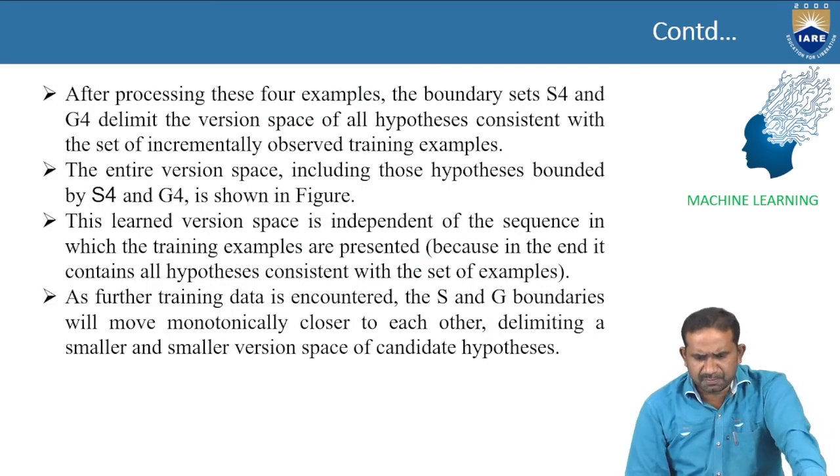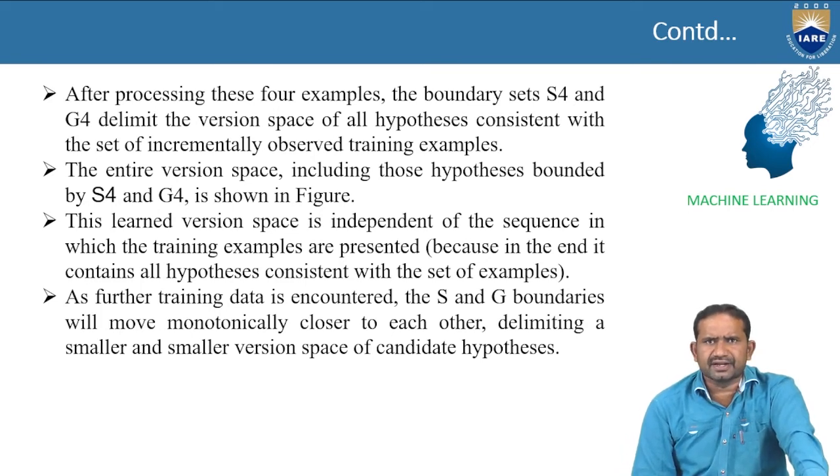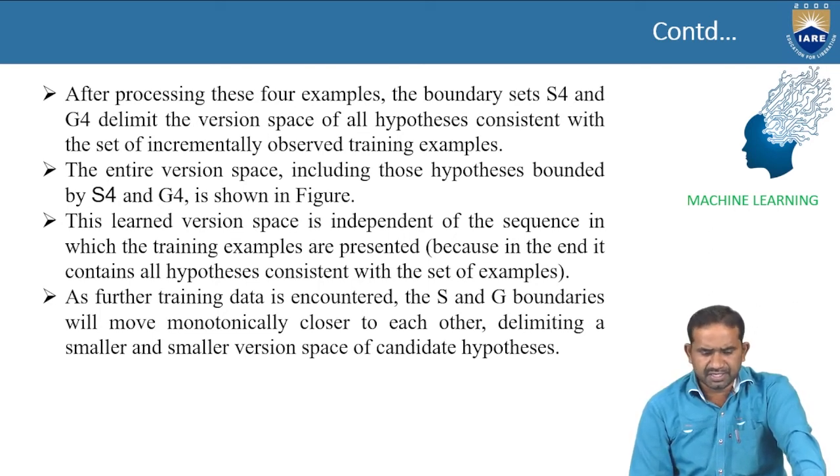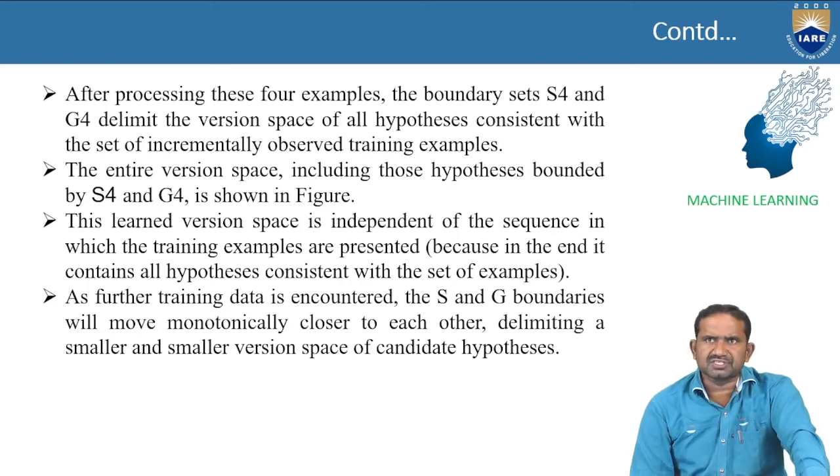After processing these four examples, the boundary sets S4 and G4 delimit the version space of all hypotheses consistent with the set of incrementally observed training examples. The entire version space, including those hypotheses bounded by S4 and G4, as shown in the figure, is independent of the sequence in which the training examples are presented, because in the end it contains all hypotheses consistent with the set of examples.